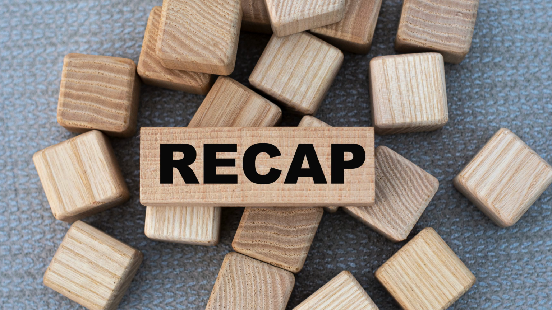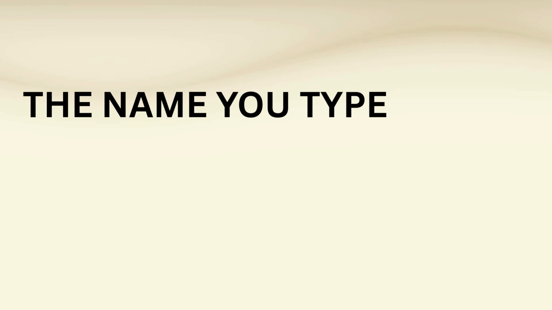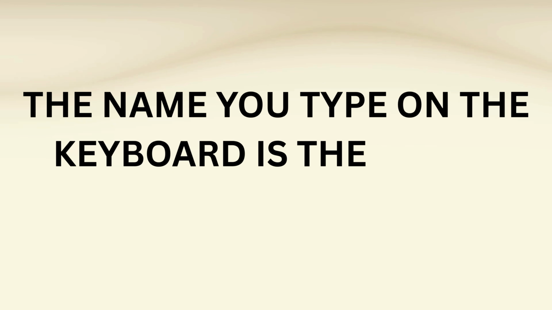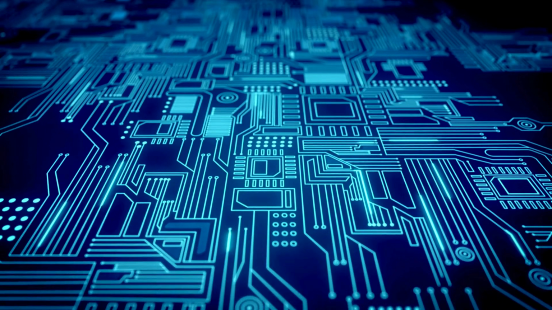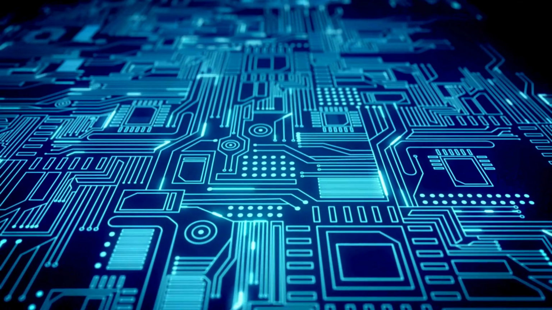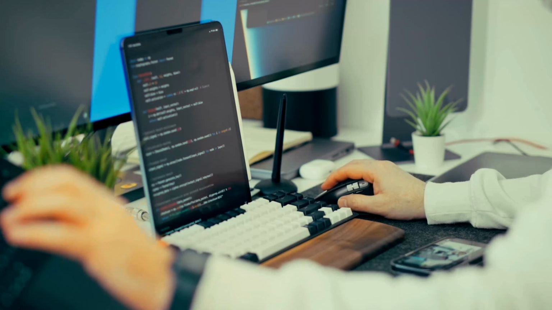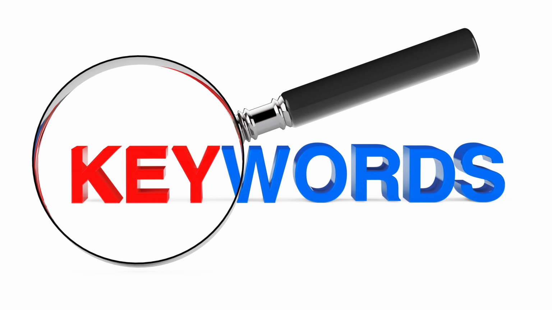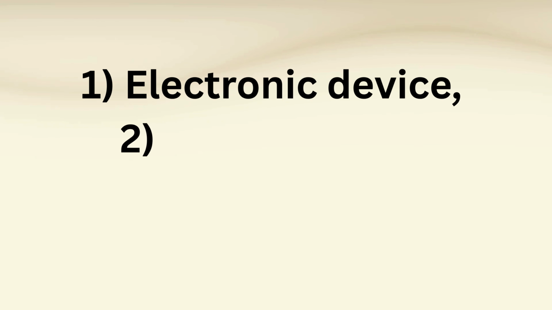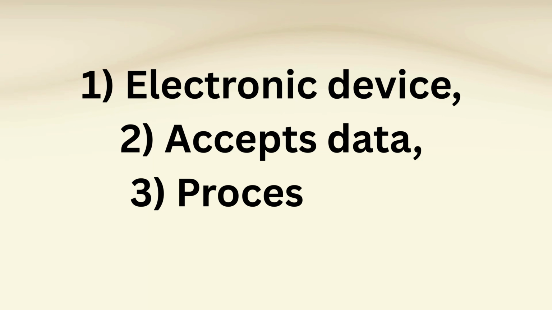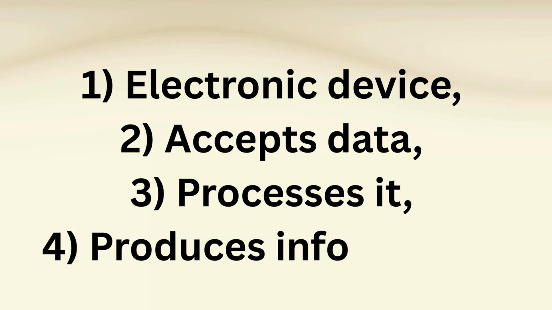Now, what am I saying again? You see your name that you type on the keyboard. That is the data. That is what the computer accepts. And then it processes it, then displays it on the screen. So I want you to take note of four keywords in this definition: electronic device, accepts data, processes it, and produces information.